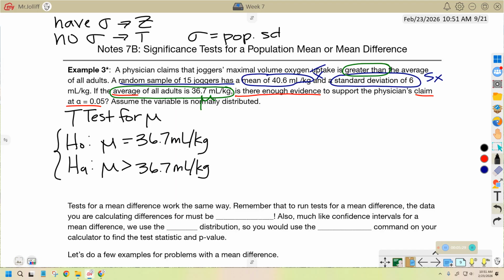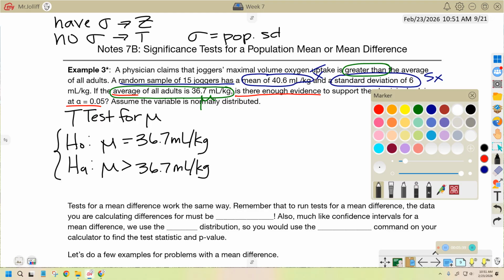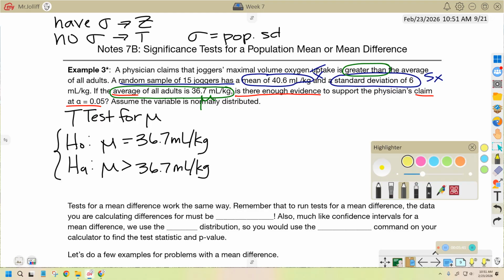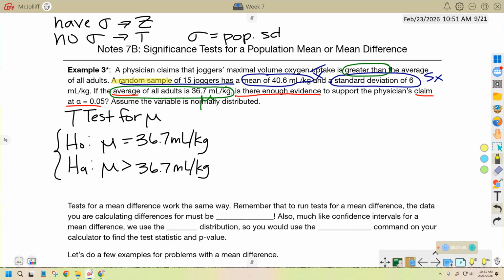Good. So checks. We'll go through a list of 3 things. First thing we're checking for is random. Are we told random? Yes. Very good. They said a random sample. So check 1. What else do I need to check? Independence. Very good. So we look at our sample size, which is what? 15 joggers. Is 15 joggers less than all adults? Yes. Clear that bar nicely.